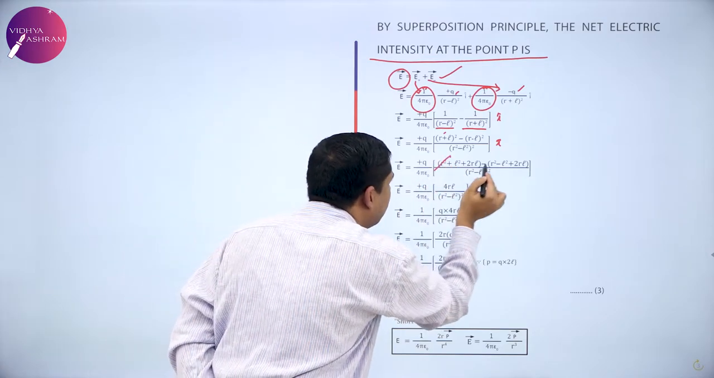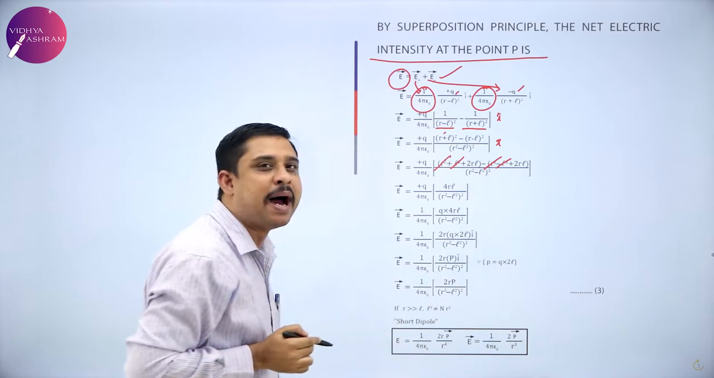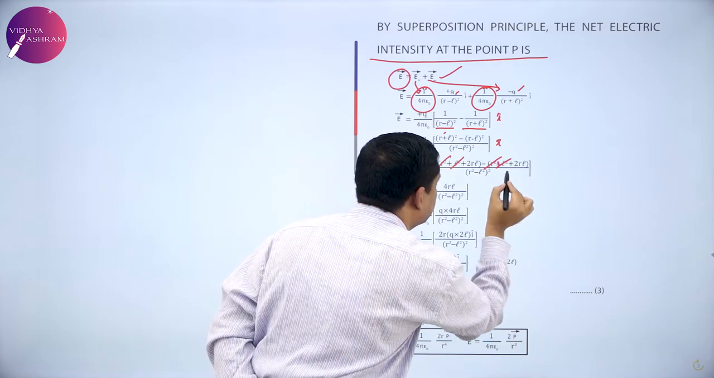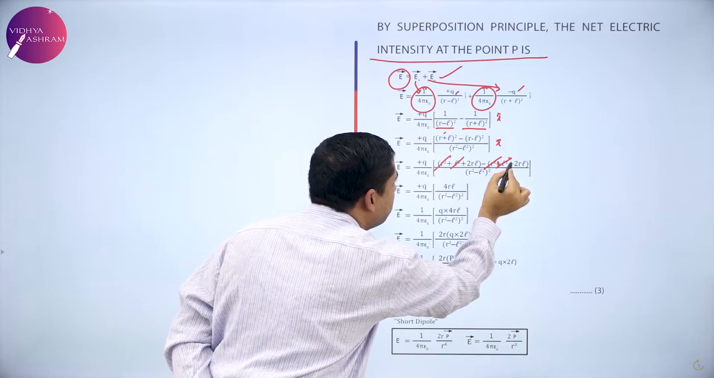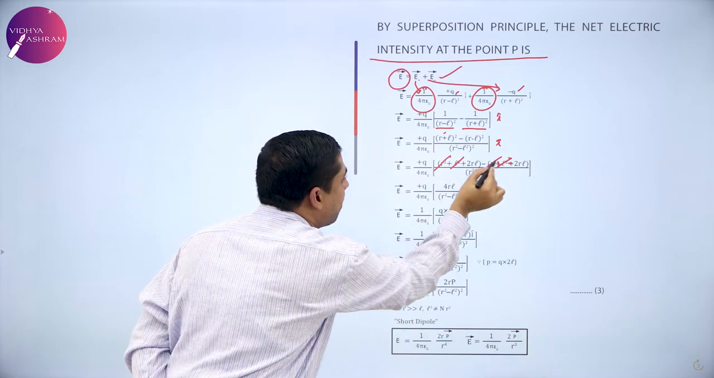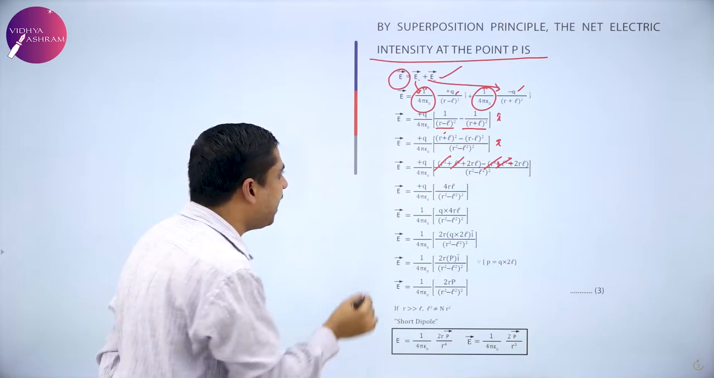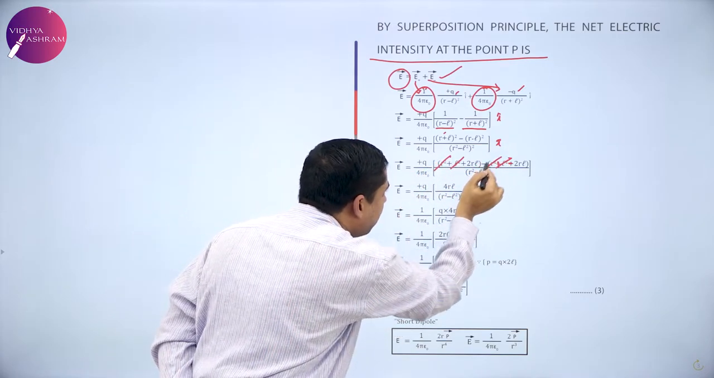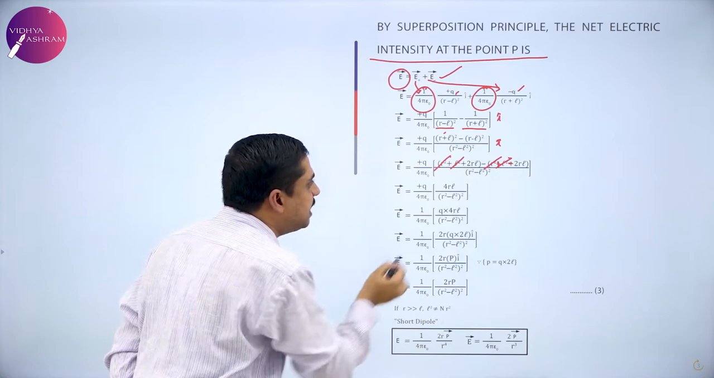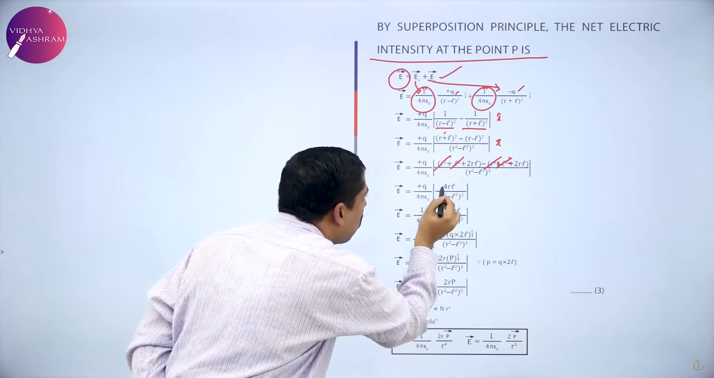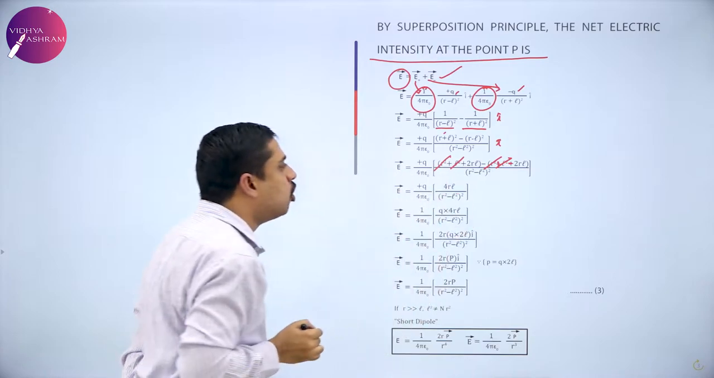Now on simplification, plus R square minus R square cancels, plus L square minus L square cancels, and the second term is A square plus B square minus 2AB. So minus into minus is plus, and 2RL plus 2RL is 4RL. I repeat, R square minus R square cancels, L square minus L square cancels, plus 2RL plus 2RL is 4RL divided by R square minus L square the whole square.